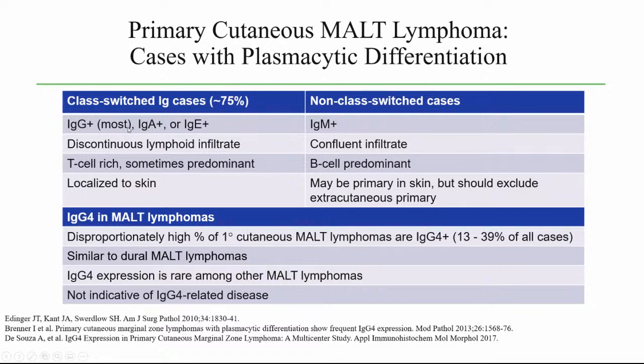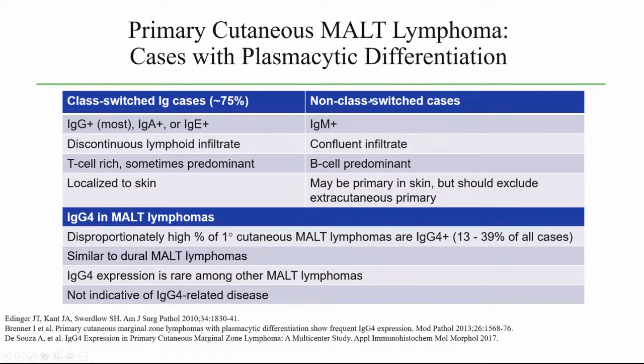In the class-switched cases, you get a discontinuous lymphoid infiltrate, which I think we saw in our case. T cells are relatively abundant, and sometimes they even predominate over the B cells, even more numerous than the B cells. And these cases are virtually always localized to the skin, and they stay there.